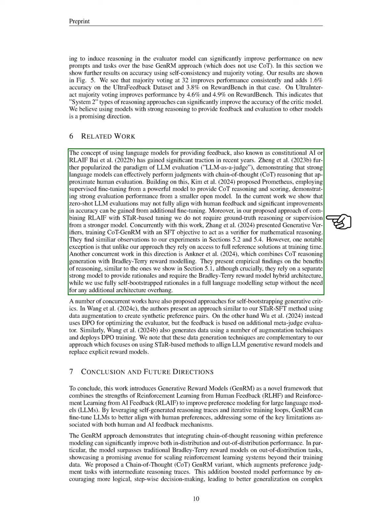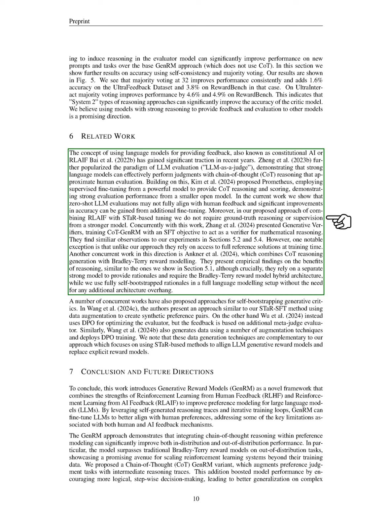Our findings indicate that zero-shot evaluations from language models may not completely match human feedback, and we can significantly improve accuracy through additional fine-tuning. Our approach combines RLAIF with STaR-based tuning without needing ground truth reasoning or supervision from a stronger model. At the same time, another study introduced generative verifiers, which train a model to verify mathematical reasoning using a specific objective. They observed similar results to ours but depend on having complete reference solutions during training, which sets them apart from our method.